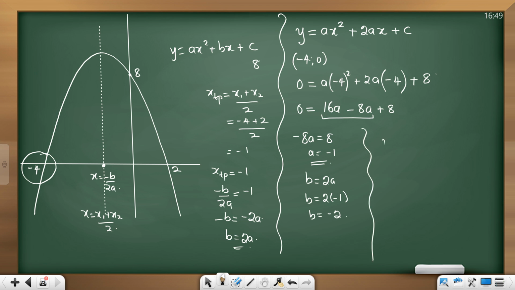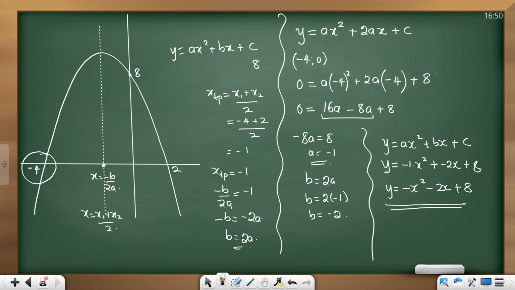Oh, so what's my equation? Remember, it is ax squared plus bx plus c. What is my a? Negative 1 x squared. What is my b? Negative 2 multiplied by x. Let's write it out nicely. Negative x squared minus 2x plus 8. Check what I got again.